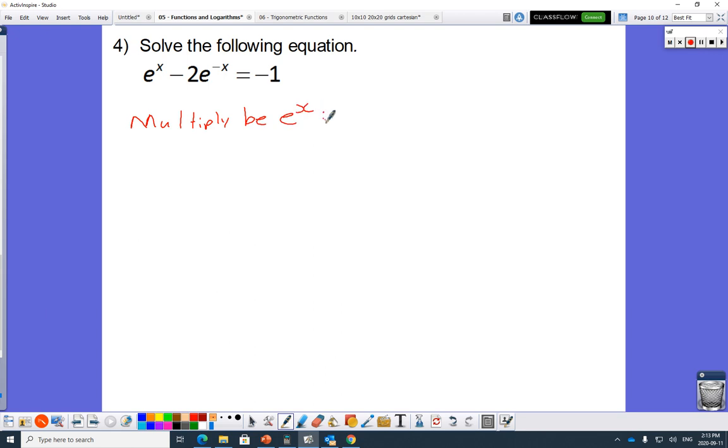I'm going to multiply everything by e to the x. So, e to the x gets multiplied by e to the x. E to the negative x gets multiplied by e to the x. And negative 1 gets multiplied by e to the x. It's another one of those moves that when you first see it, you're like, that didn't help. You just made things 1,000 times worse.